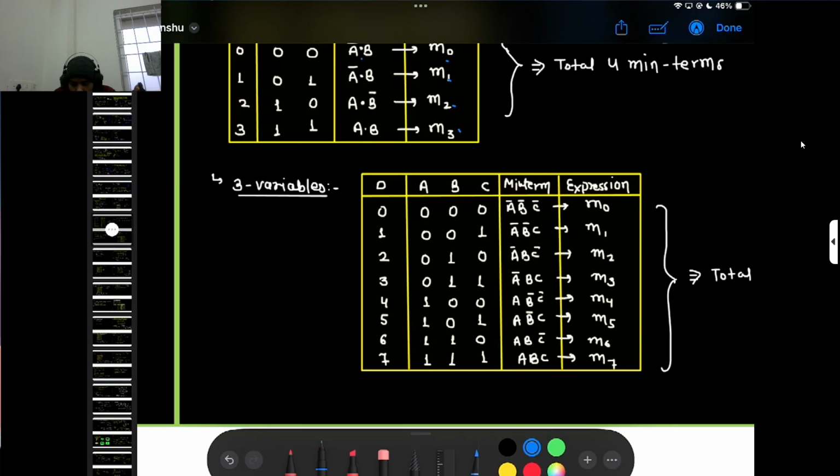For three variables, I already told you that it goes from 0 to 7, where 7 is the maximum decimal number you can represent by three variables, and here the total is m0 to m7. That's the way you can write it.